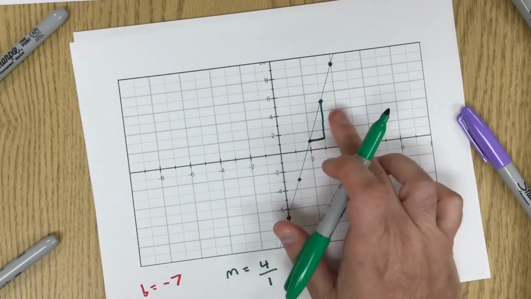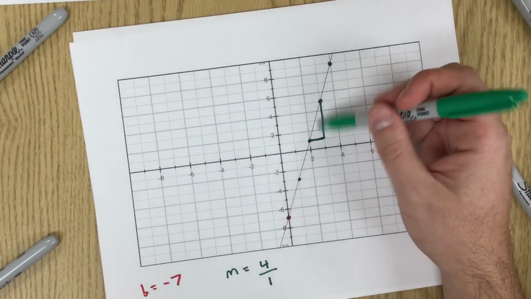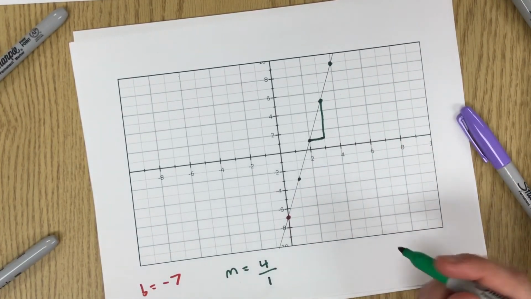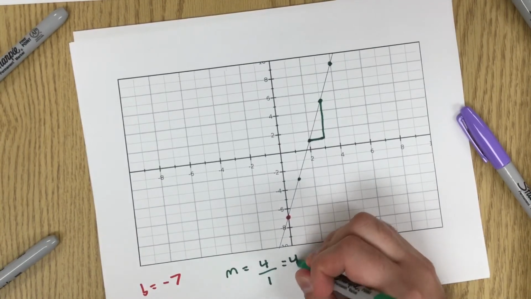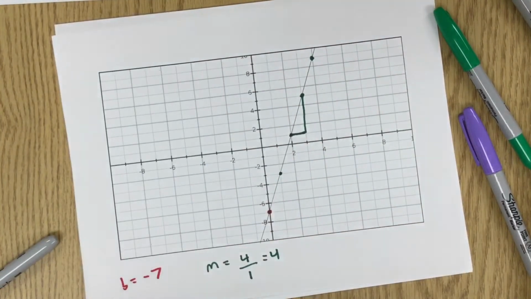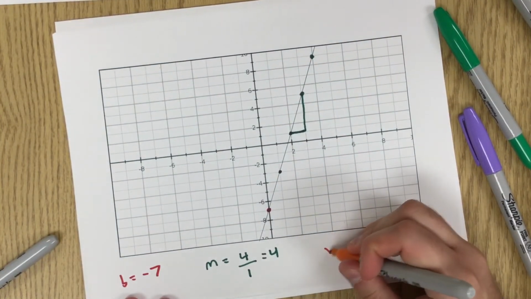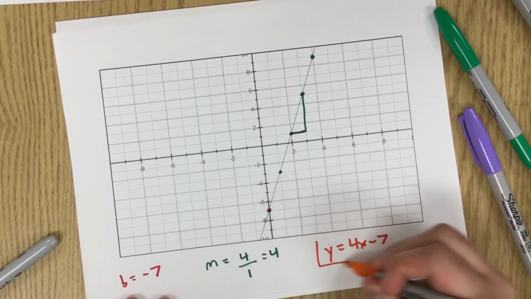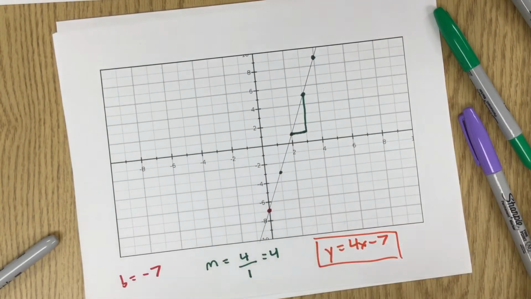So again, you can either count grids, or you could say, well, for the rise we went from 1 to 5, so we went up 4. And we went from 2 to 3, so we went up 1. Another way of writing 4 over 1 is 4. Putting that together, we have y equals 4x minus 7. That's the equation of that line.